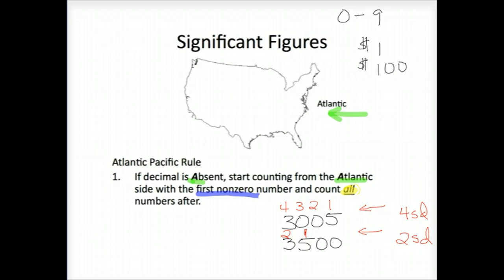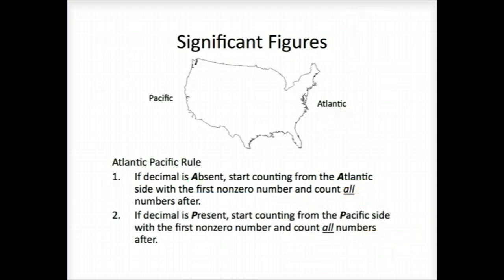Now the next rule then, if that's the Atlantic, then we have to deal with the Pacific. So the Pacific is if the decimal is present. Okay, so present. I'm going to start counting from the Pacific side. That's over here, that way. Again, I'm going to start with the first non-zero number, and I'm going to count all numbers after.